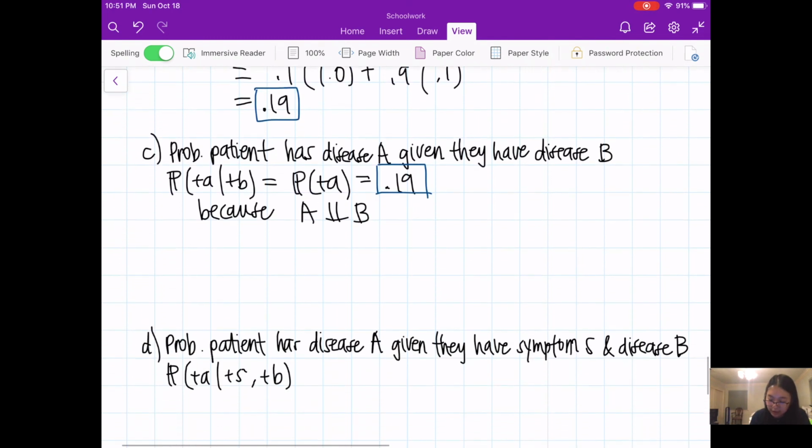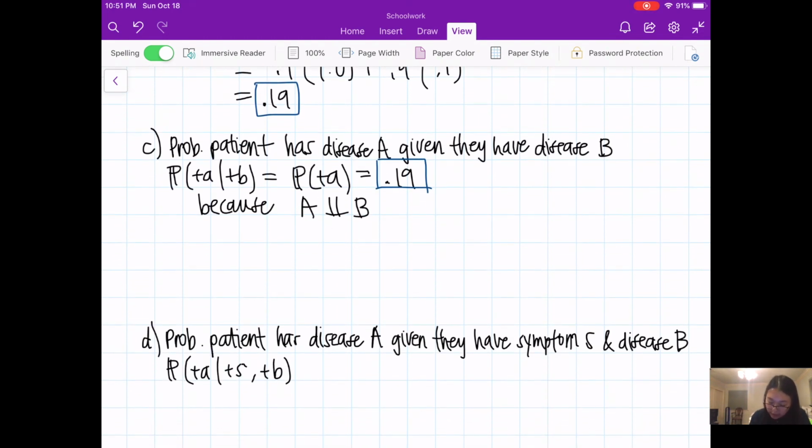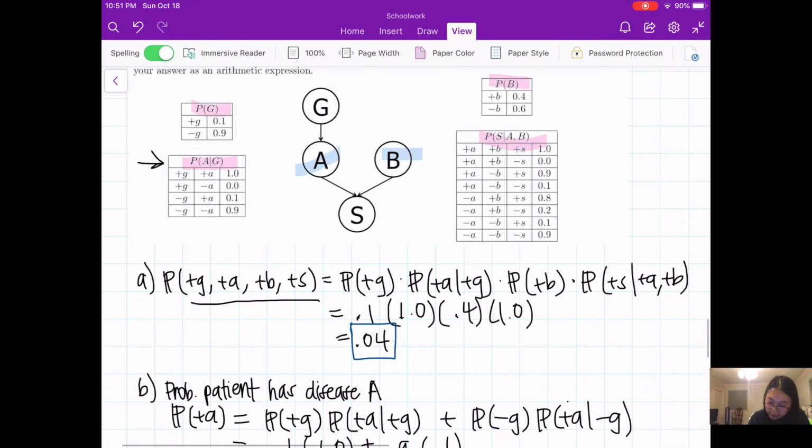And then now moving on to part D. So we want the probability that a patient has disease A, but instead of just being given disease B, now we are also given symptom S. So the first thing we want to do is kind of similar. We want to check if A is independent of S, because if that is the case, then it would just still be the probability of A, because given random other values won't influence your probability. So let's scroll up and see.